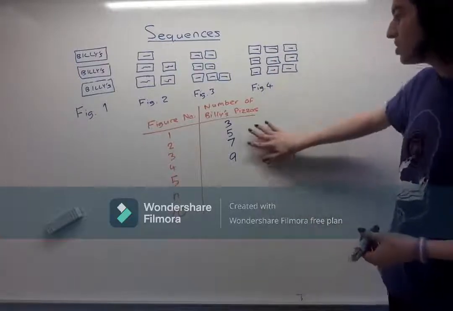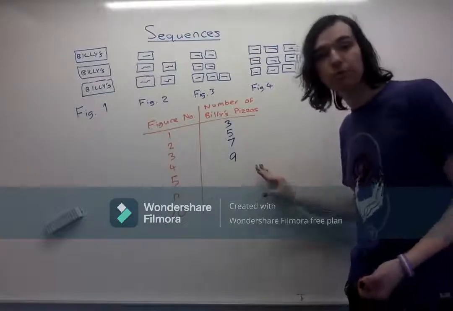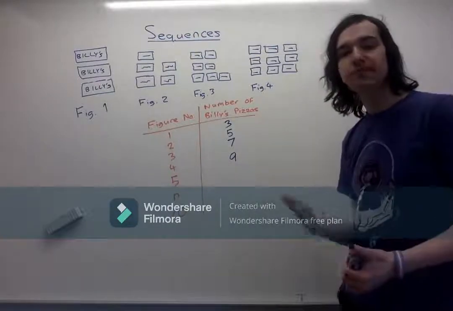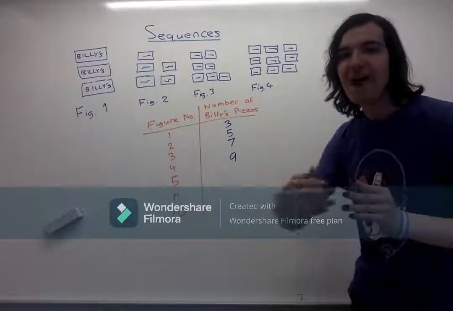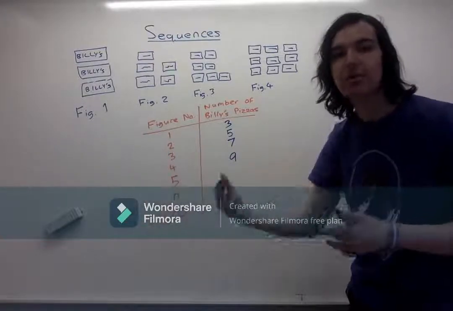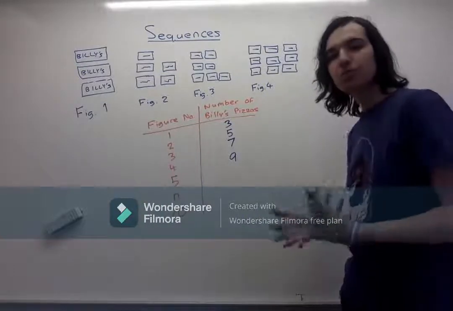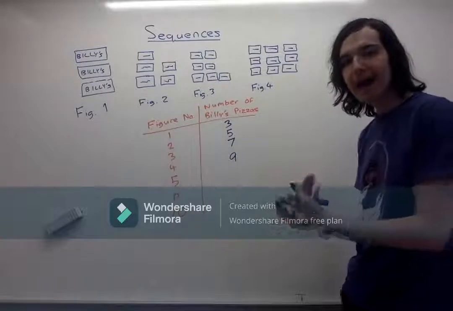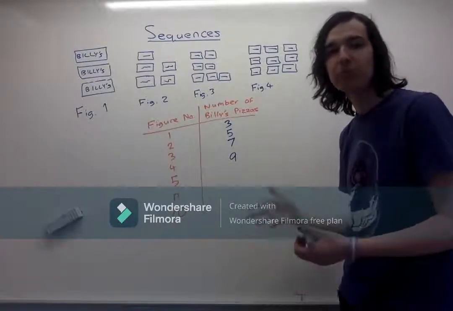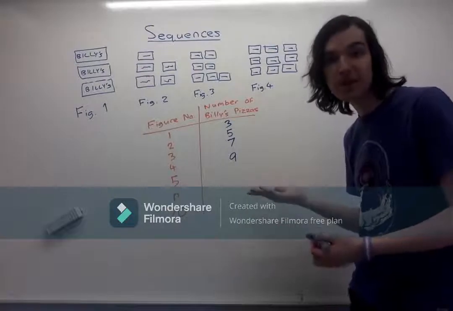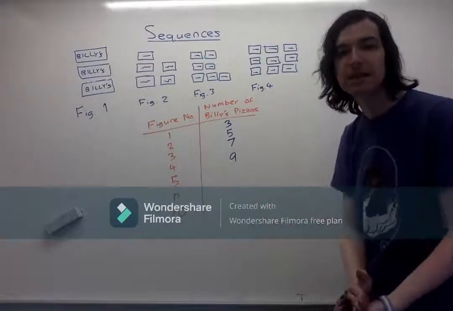Now, what we need to do is we have enough information here to find out our nth term rule. Now, our nth term rule is basically a one-size-fits-all rule for every single value we're going to face in our Billy's Pizza sequence. So what we need to do is think about how do we get that? How do we find our nth term rule with this information? Because we need to make sure it works every single time.